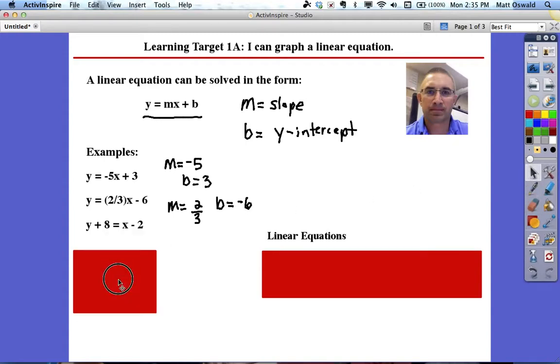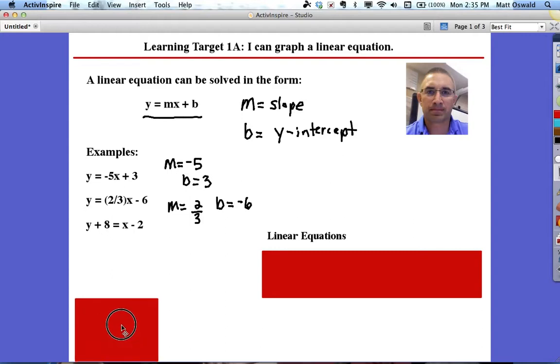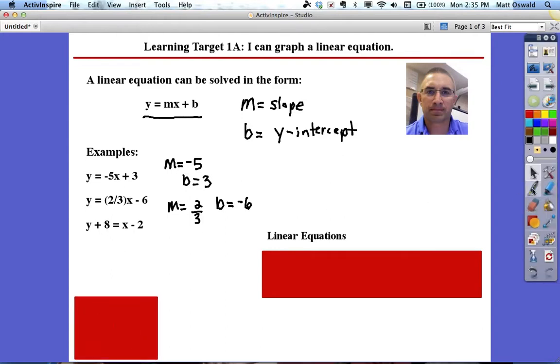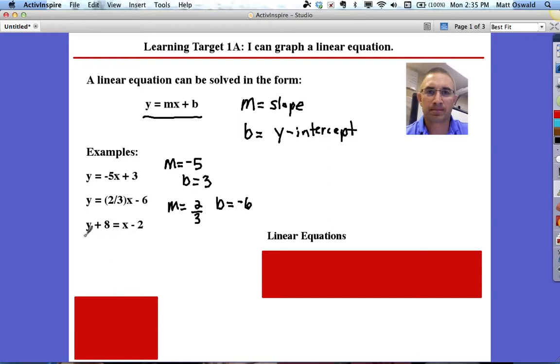Finally, in the last example that I have here, y plus 8 equals x minus 2, I can notice that the y is not isolated on the left side of the equation. So first I need to do some algebra and move that 8 to the right. So I'm going to subtract 8 from both sides. And I'm going to end up with, because they add up to 0, a y on the left and x minus 10 on the right.